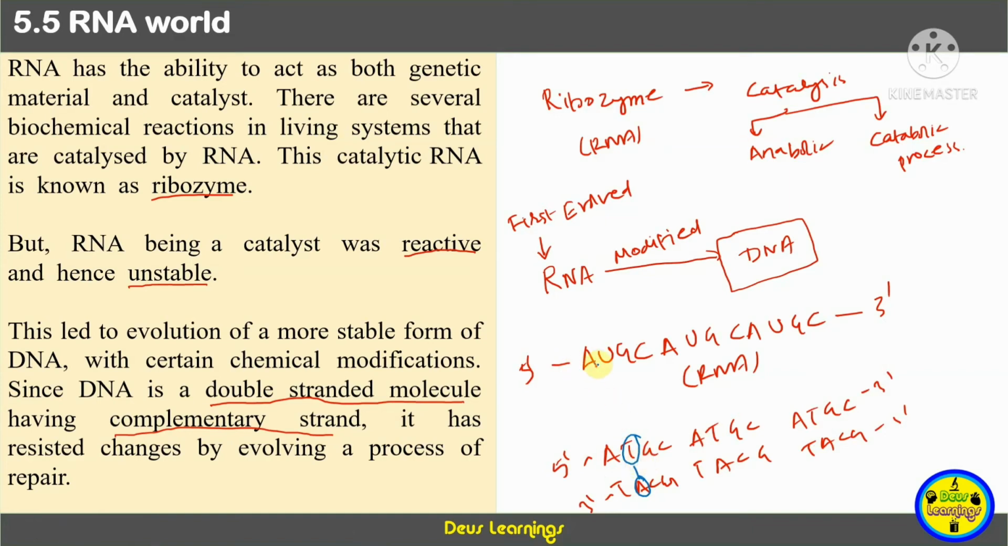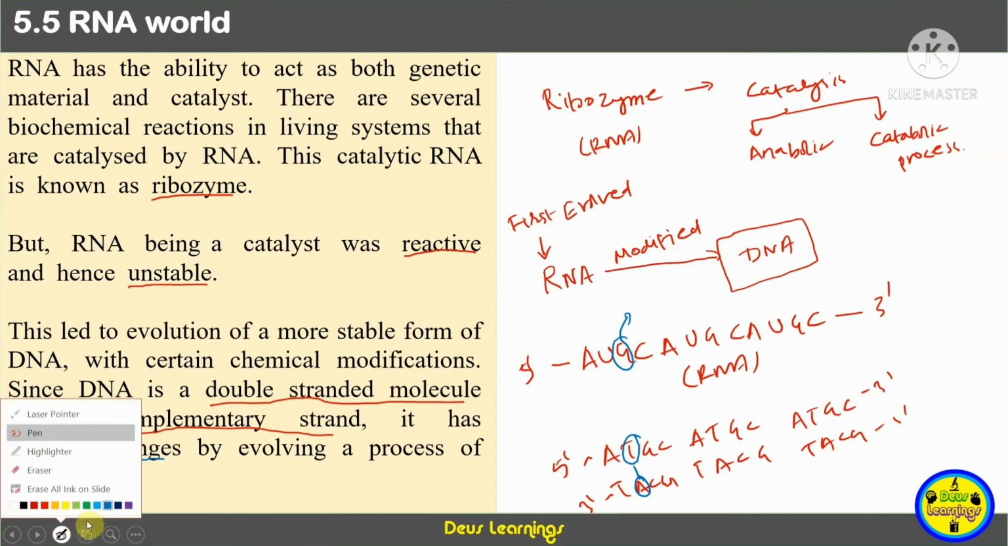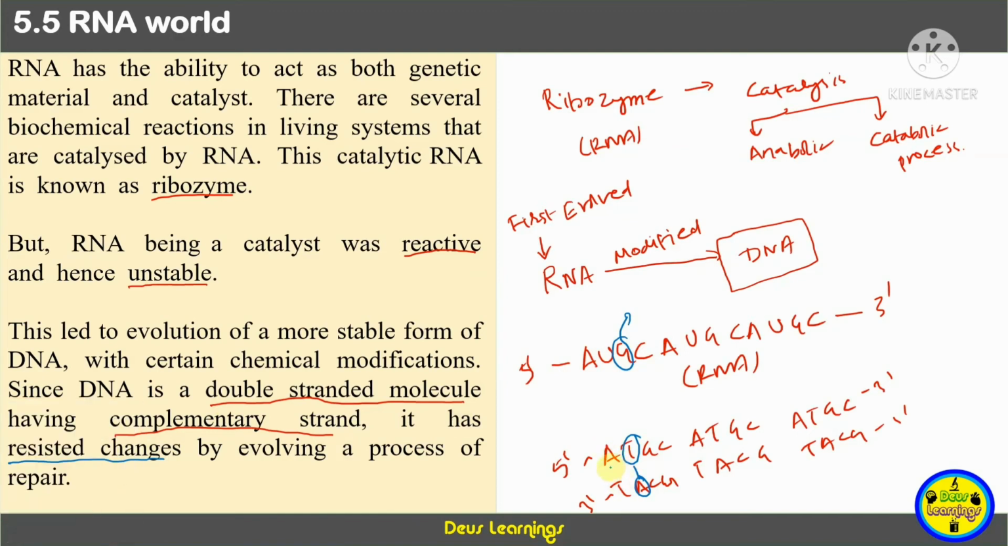But if you want to change a single nucleotide in the RNA, it will be possible, because it does not have any attachment with any other nucleotides. Since the DNA has complementary base pairing, it will be harder to undergo changes, so they resist changes. The reason is that they are two stranded, and the two strands follow complementary base pairing, and you know that G and C have three hydrogen bonds, and A and T have two hydrogen bonds. So when the bonds are broken, it's not so easy.